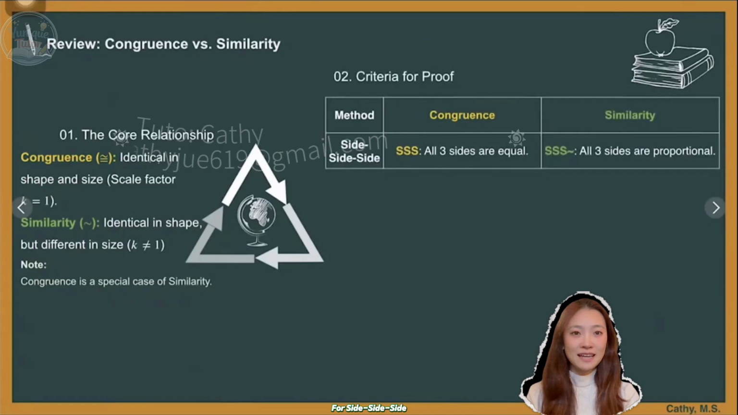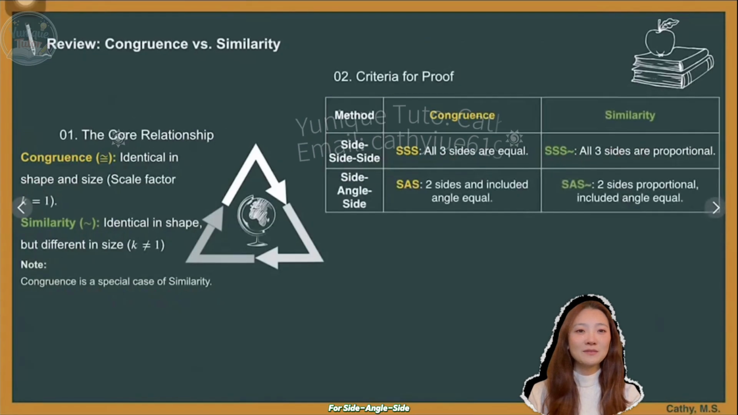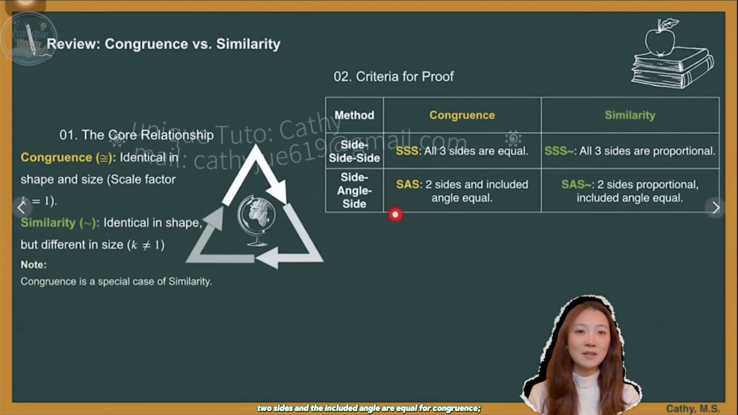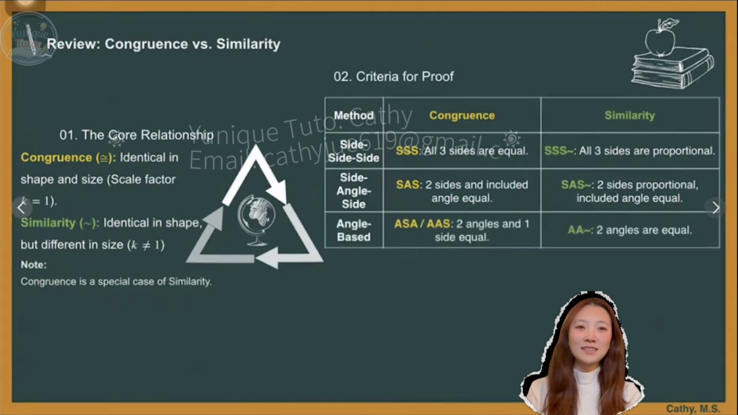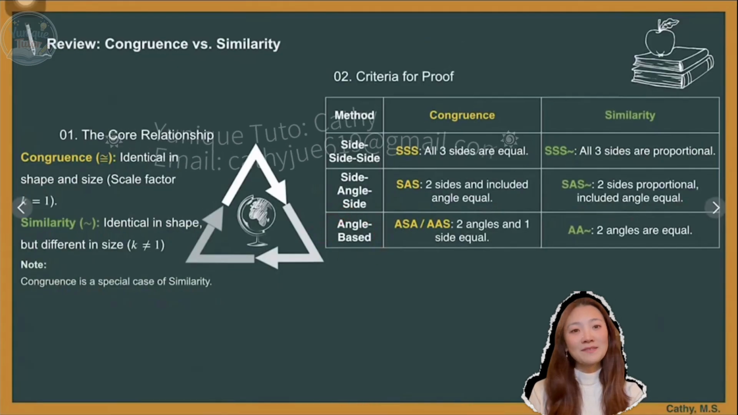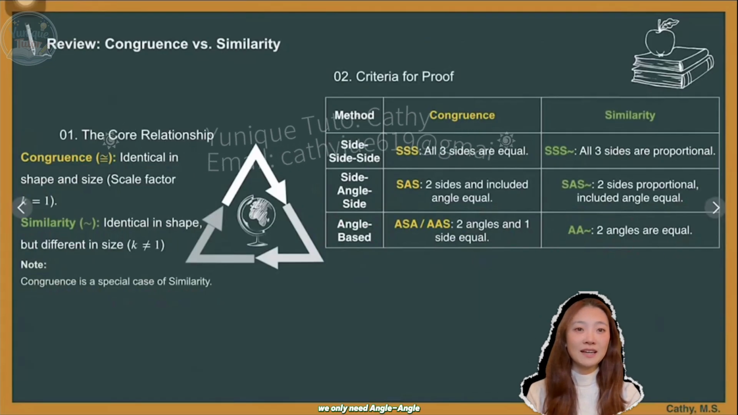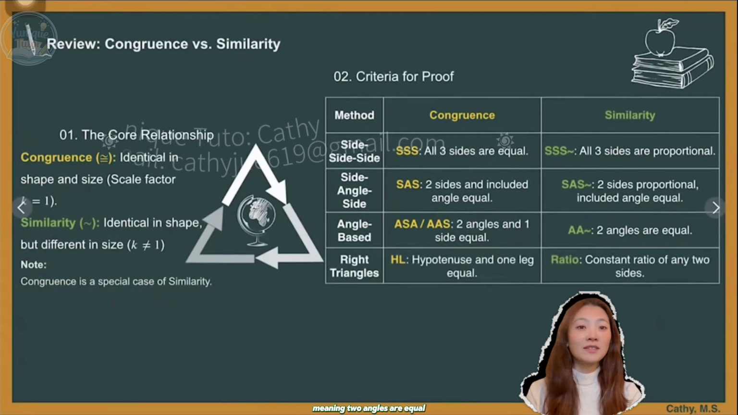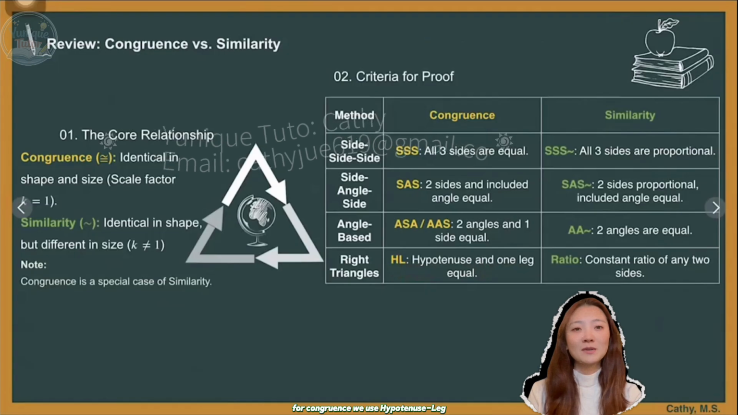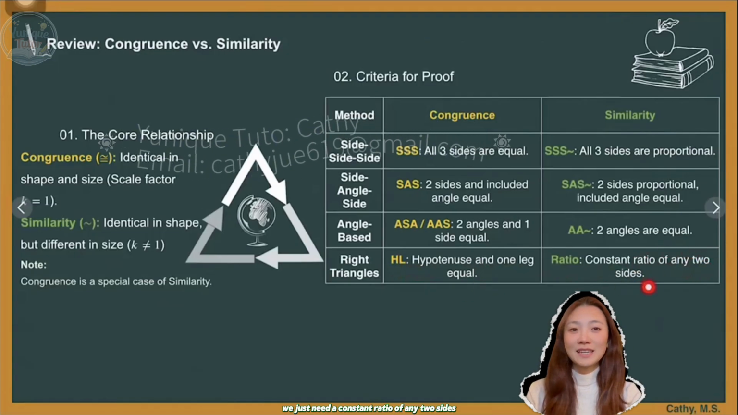For side-side-side, all three sides are equal for congruence but proportional for similarity. For side-angle-side, two sides and the included angle are equal for congruence. Two sides are proportional and the included angle is equal for similarity. For angle-based proofs, for congruence we need two angles and one side equal. For similarity we only need angle-angle, meaning two angles are equal. For right triangles, for congruence we use hypotenuse-leg. For similarity, we just need a constant ratio of any two sides.